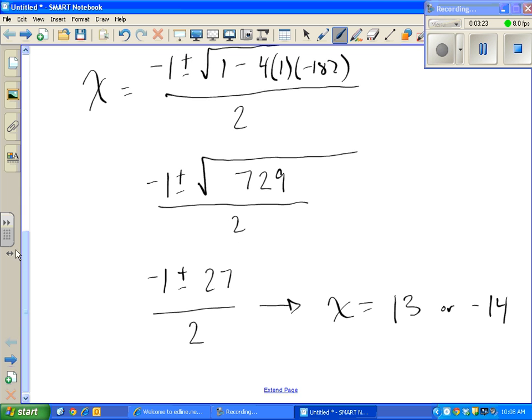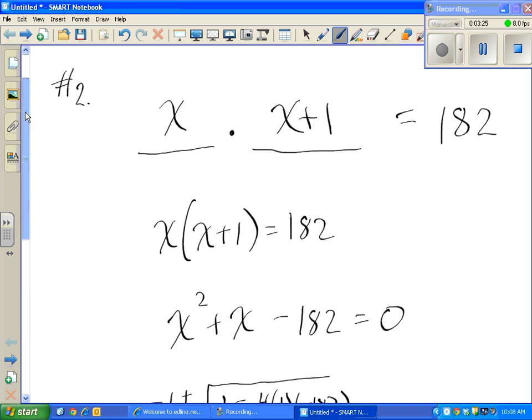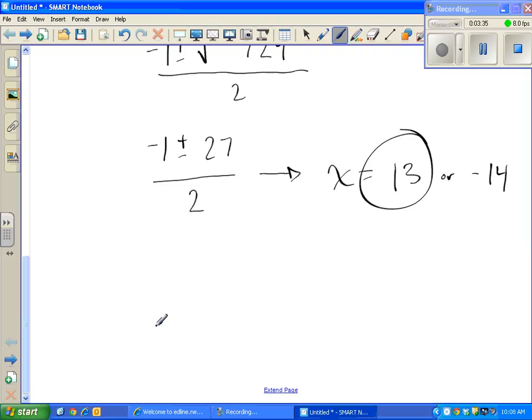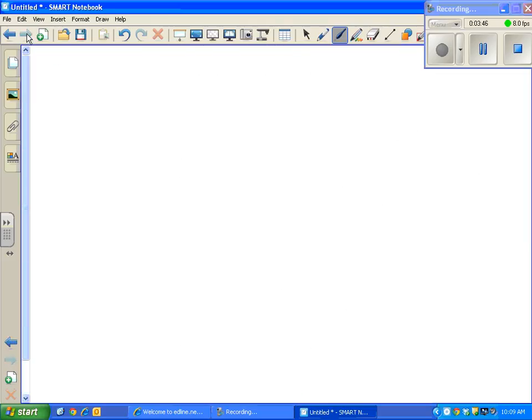So one of these two numbers is our first number. Take a look at our original. X could be either 13 or negative 14. But since it wants positive numbers, I'm going to take that. So the first number is 13, and the next number is 14. 13 times 14 is 182. So this is our answer to number 2. The next one's a little bit trickier.